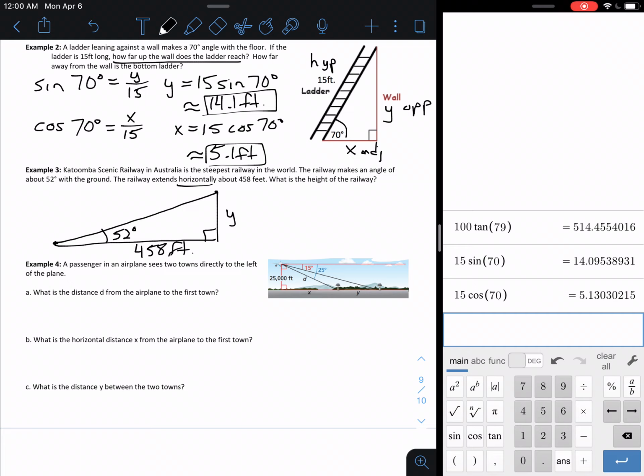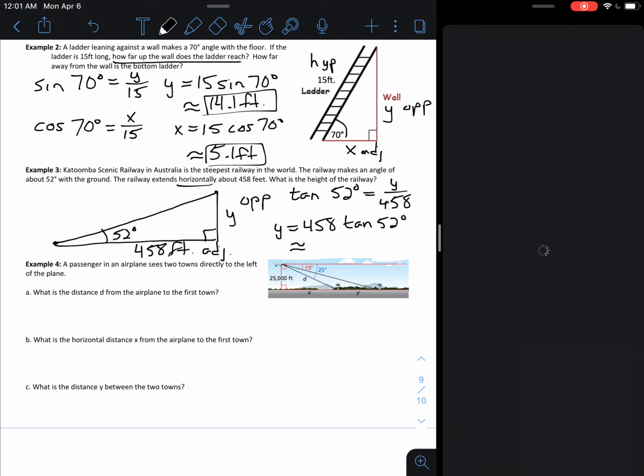Based on the 52-degree angle, y is our opposite side. 458 feet is our adjacent side. So that should tell you that we're going to be using tangent to solve in this case. So the tangent of 52 degrees is equal to our opposite side divided by our adjacent side. To solve for y, just multiply by 458 on each side. And now all that we should have left to do is type that into our calculator.